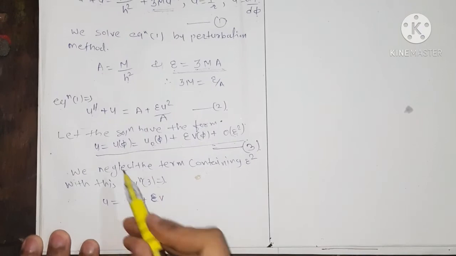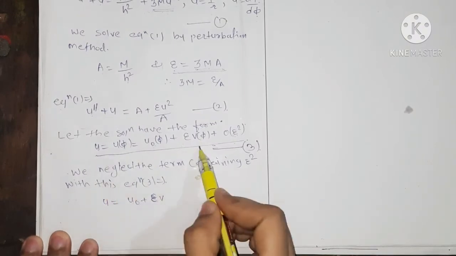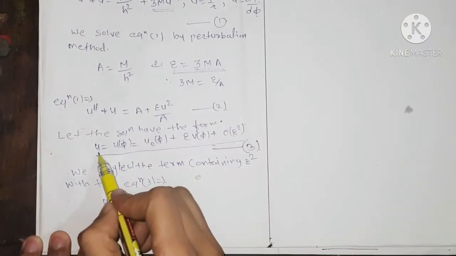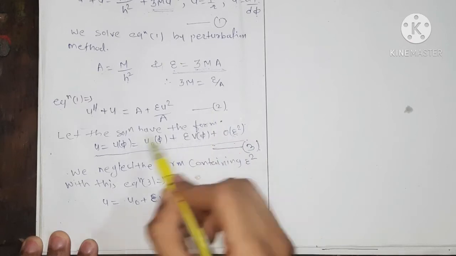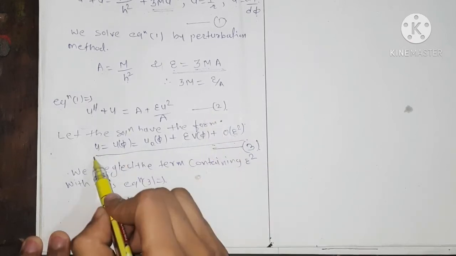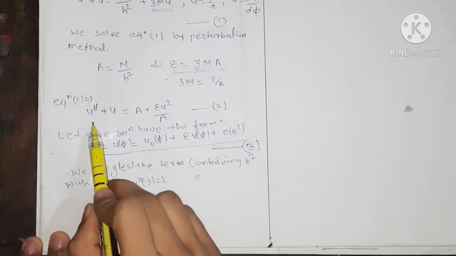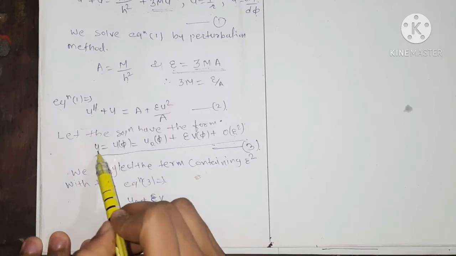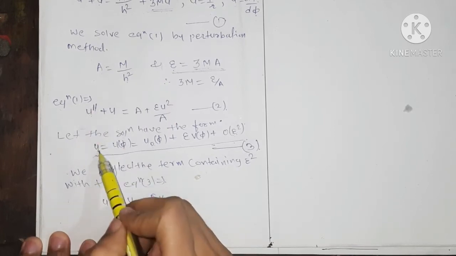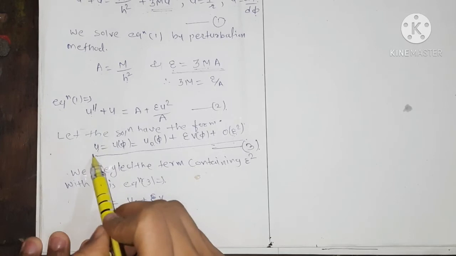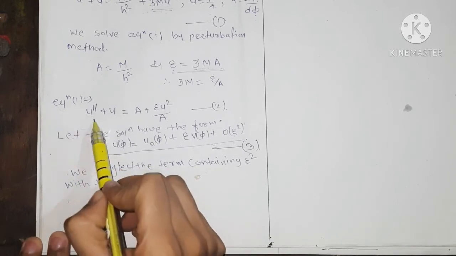Now we substitute the value of this solution, because this is a solution of equation 2. So it satisfies equation 2. This u satisfies equation 2. And therefore we substitute the value of u here. We find the value of u double dash from this equation and substitute it in equation 2.